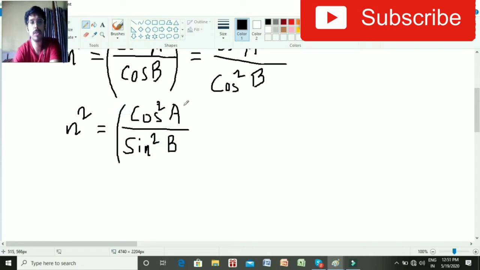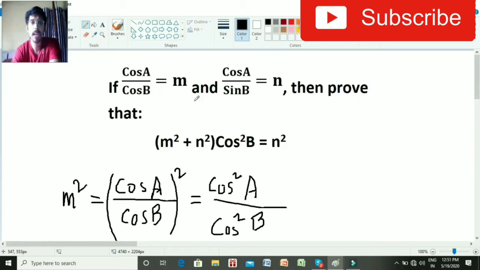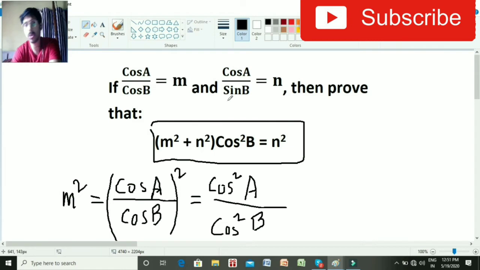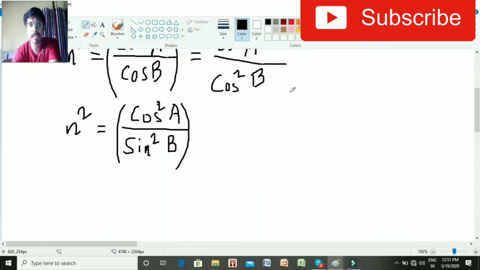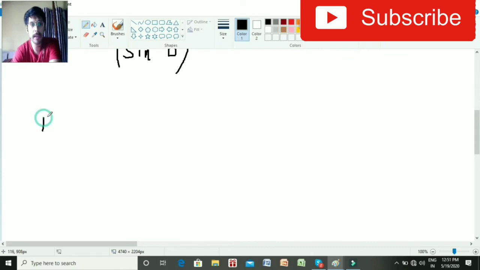Okay, so this is n square. Now what we need to prove? We need to prove this one, m square plus n square whole into cos square B. So let us first of all find out the value of m square plus n square.